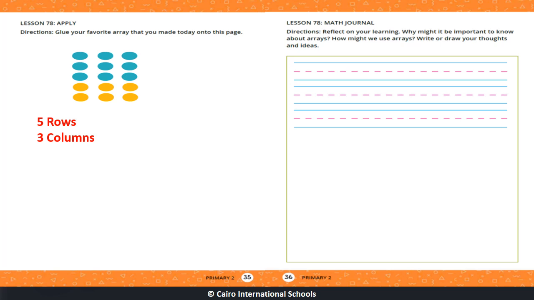So what is the name of this array? The name of the array is rows by columns. So the name of the array is a 5 by 3 array.